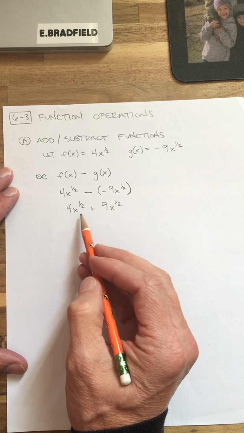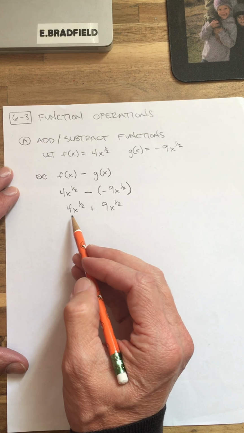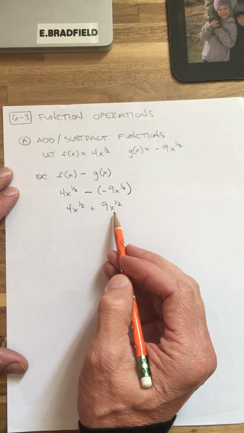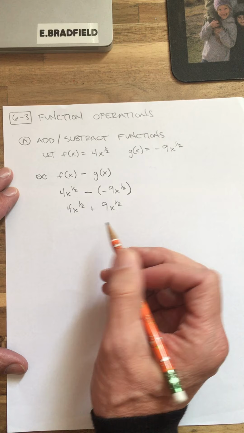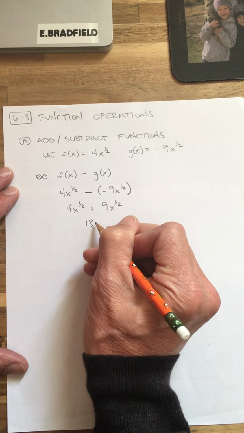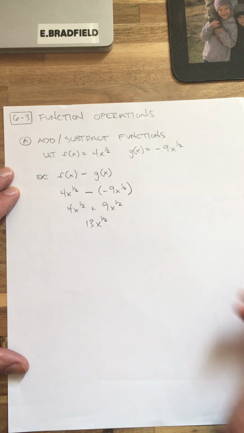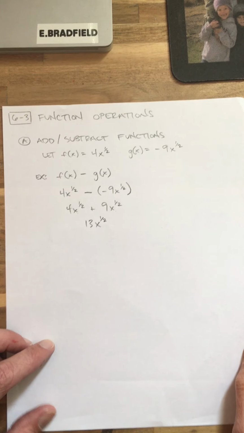How many square root of x's do I have right there? I have 4. And how many do I have here? I have 9. Notice this is the square root of x, this is the square root of x. Altogether I have 13 of them. I have 13 of the square root of x, or 13 of the x to the power of 1/2.